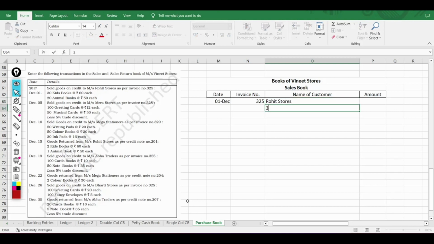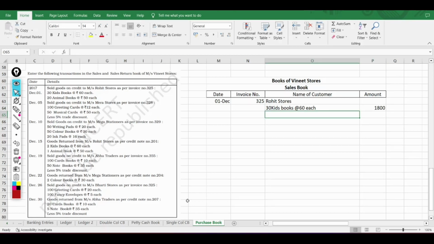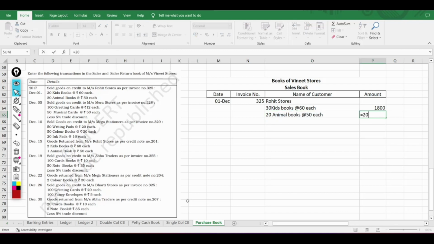We have sold them 30 kids books at 60 each, which means 30 into 60, rupees 1800. Another item, 20 animal books at 50 each, which is 20 into 50, rupees 1000. So your total sales for Rohit Stores will be 2800.